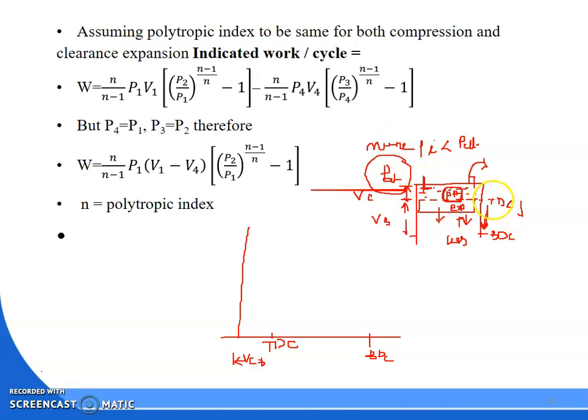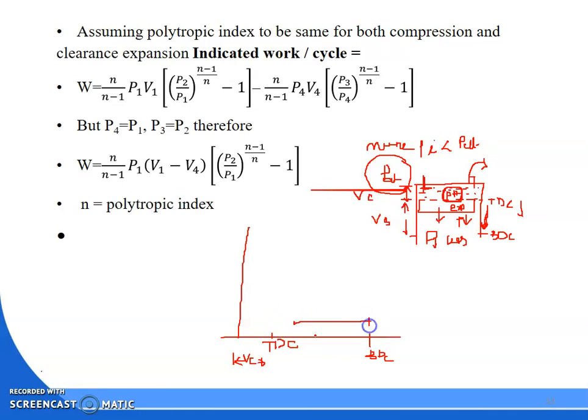When the piston moves from TDC to BDC, at that exact time the suction valve will not open. Why? Because no pressure difference is there, so this valve will not open. What will happen? When the piston moves from TDC to BDC, at some point, suppose at this point, the suction valve opens. Why? Because the pressure inside the cylinder drops below the atmospheric pressure. So here the suction starts from 4 to 1.